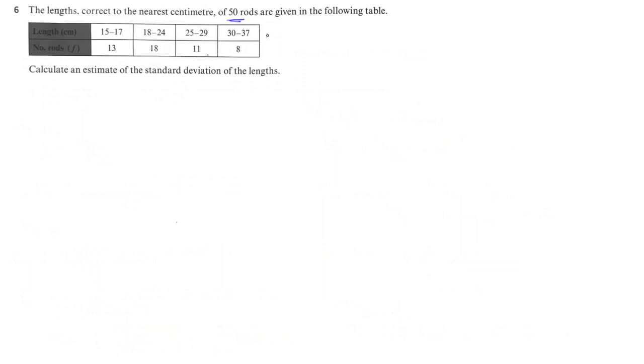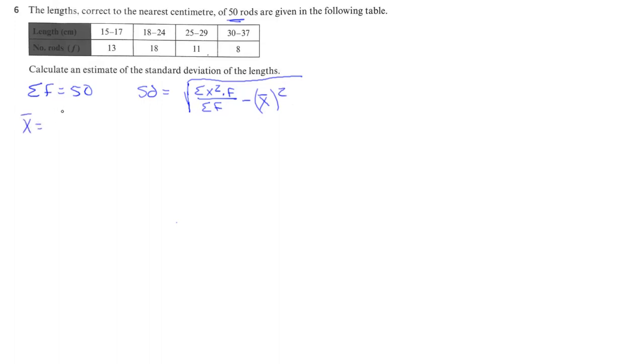In problem number 6, they want us to find an estimate of the standard deviation given this data set table where the data has been grouped. So we know that the sum of all the f's, the frequencies, is going to be 50. They tell us that in the problem. Let's write down our formula. It's going to be the sum of all the x squares times the frequencies divided by the sum of the frequencies minus the mean squared.